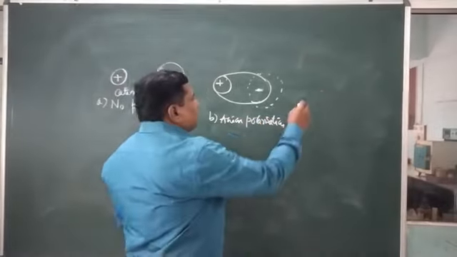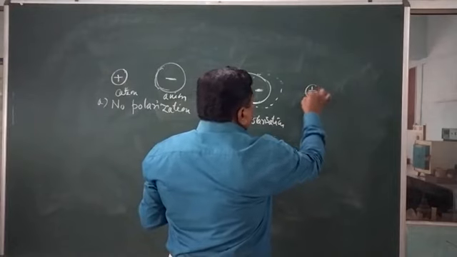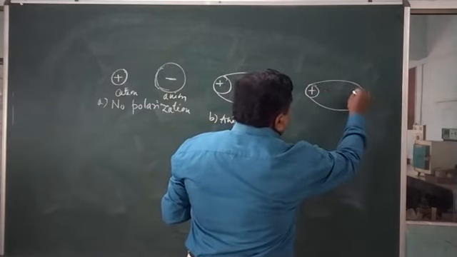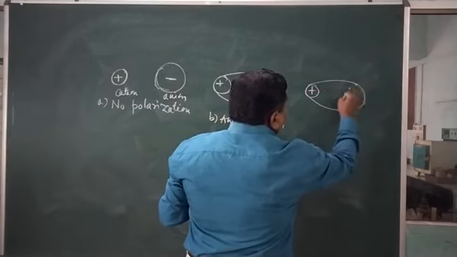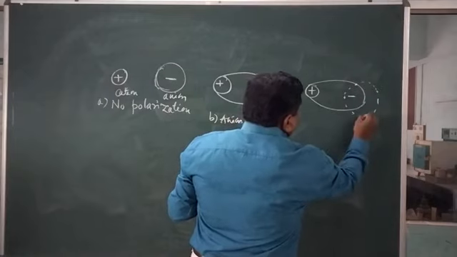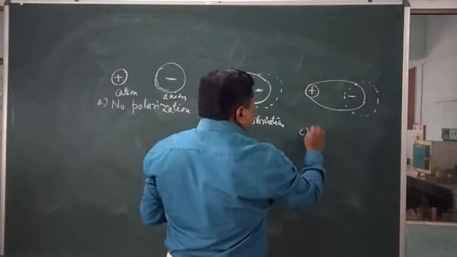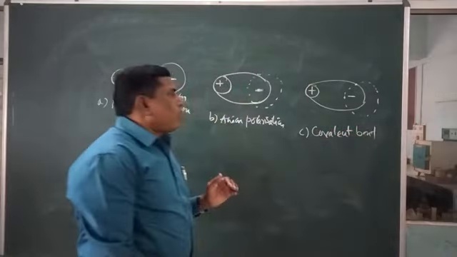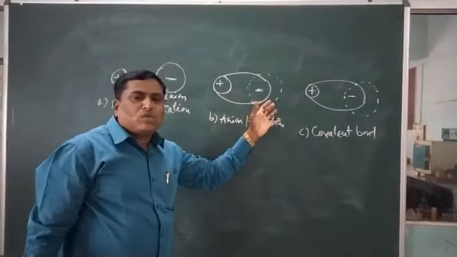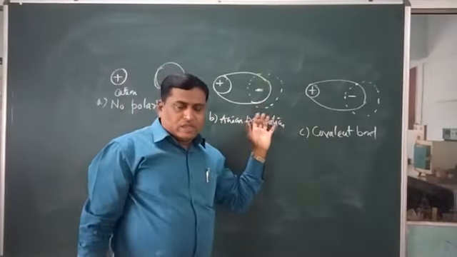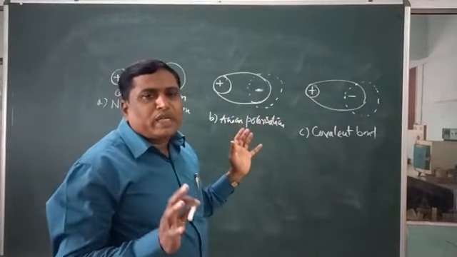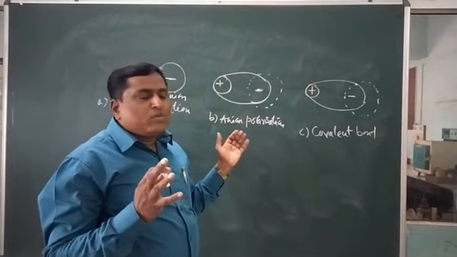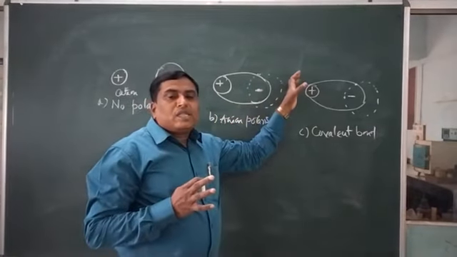Now the third condition. Here the cation is attracted by the anion, the negatively charged particles, and formation of a covalent bond takes place. In the third step there is a covalent bond, and as a result of the covalent bonds, the ionic compound has low melting point and low boiling point. This is explained with the help of the polarization effect.